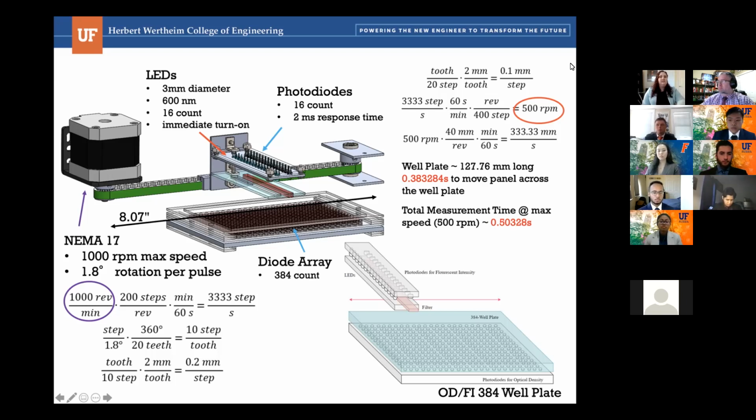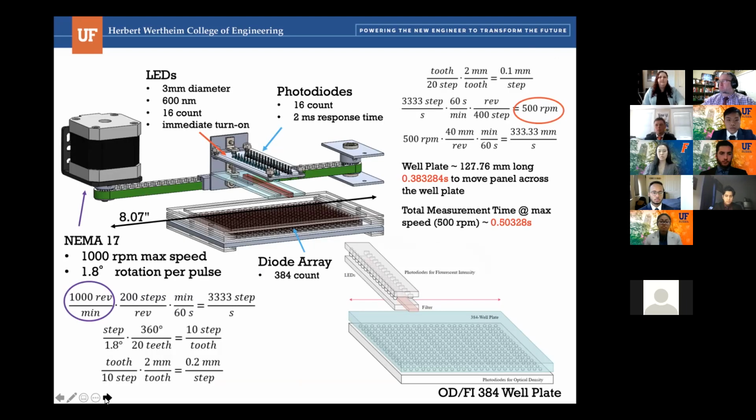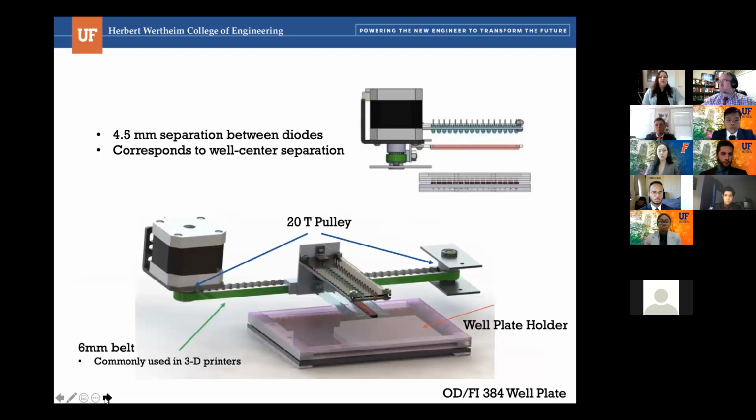Based on the linear speed of the system calculated here, the entire well plate can be measured in approximately half a second if the motor is run at 500 RPM. We don't anticipate running the motor at this speed, but that's the fastest that it could measure the whole plate. Here's another view of the 384 measurement system with the photodiode array.